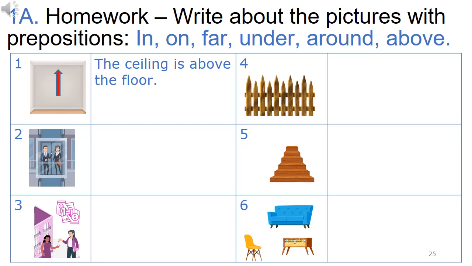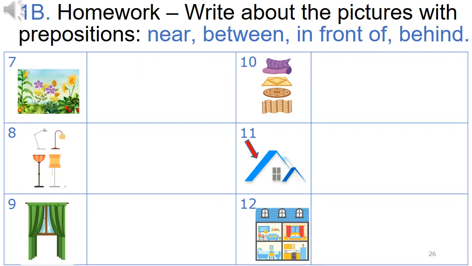1A. Homework. Write about the pictures with prepositions. In, on, far, under, around, above. For example, 1. The ceiling is above the floor. 1B. Homework. Write about the pictures with prepositions near, between, in front of, behind.